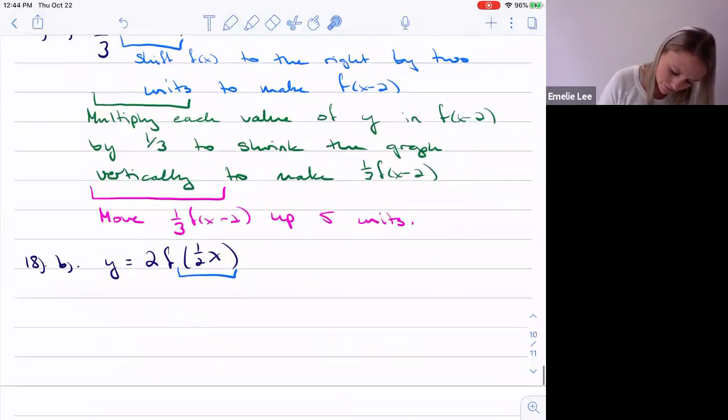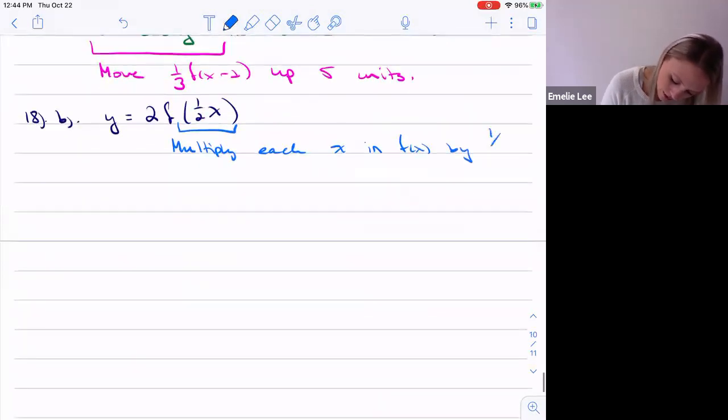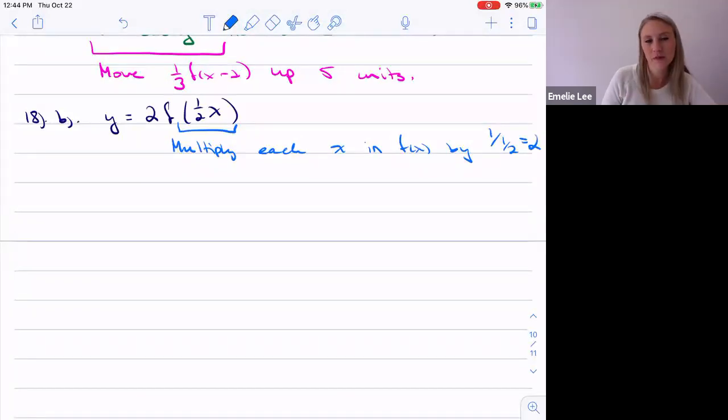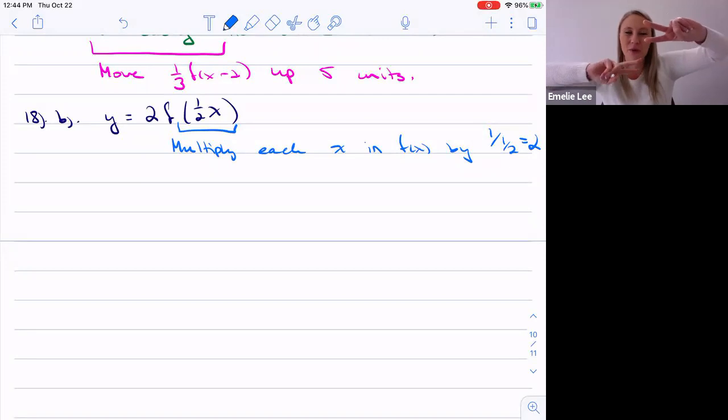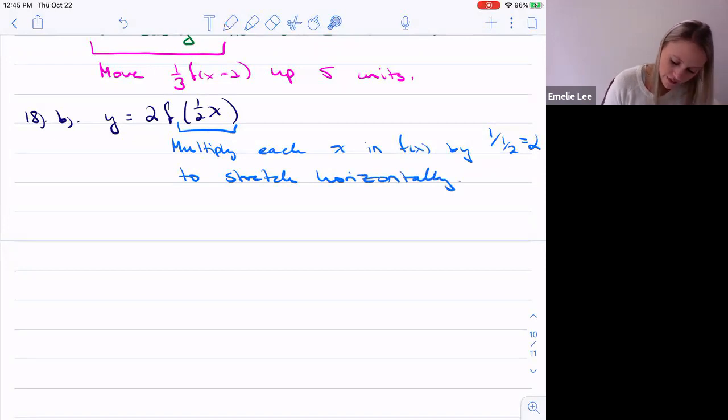So now, multiply each x in f of x by 1 over 1/2, which is just 2. Technically, you've got a fraction over a fraction, 1 over 1 times 1 over 2, or over 1 over 2, makes 2 over 1, or just 2. To stretch horizontally. And then I can stretch vertically, right, by 2 units.